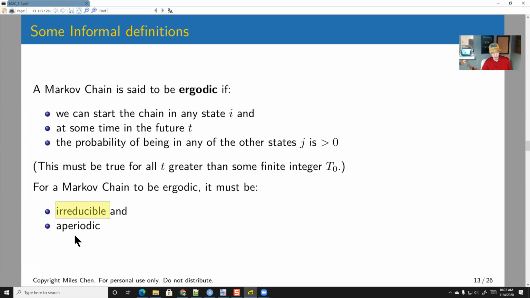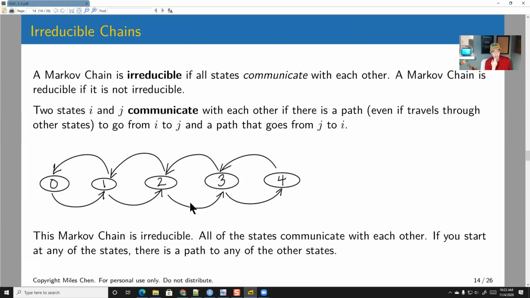And so for a Markov chain to be ergodic, it has to meet these two criteria. It's got to be irreducible, and it's got to be aperiodic. Now I'm going to have to define what these things are for you, and again, this is the more informal definition. A Markov chain is irreducible if all the states communicate with each other, and a Markov chain is reducible if it's not irreducible.